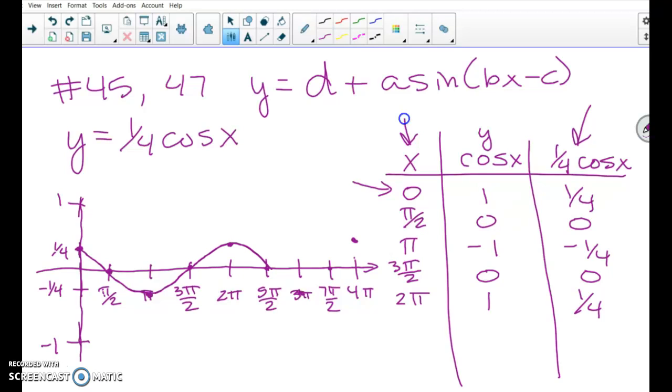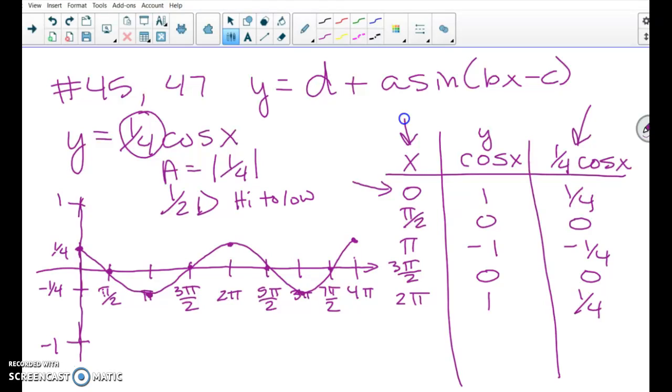So you can see we graph our 1/4 cosine, this 1/4 being our value a, which is our amplitude. Amplitude again is half the distance from high to low. And we can see on our graph 1/4 to negative 1/4, our entire distance is 1/2, and 1/4 is half of that, defining the amplitude.